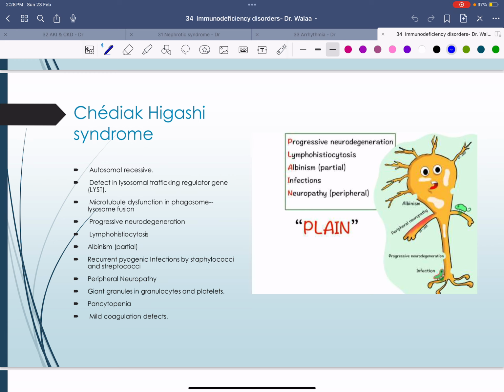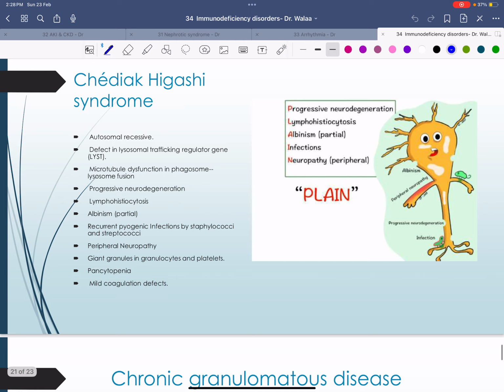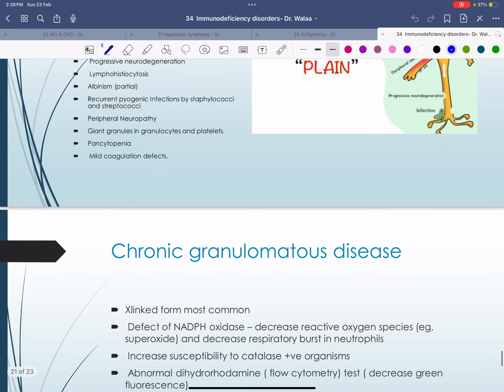They also have extra immune manifestations. They might have lymphohistiocytosis, which is a hematological problem that can cause problems if it invades other organs. Pancytopenias, they might have coagulation defects. They will also have peripheral neuropathy, usually it's progressive and degenerative. They might also present with partial albinism, okay? Treatment طبعا bone marrow transplantation.